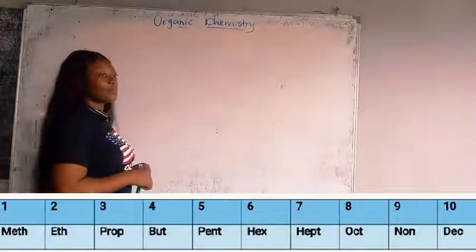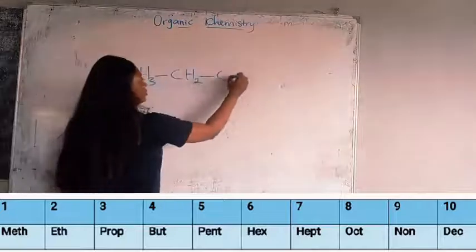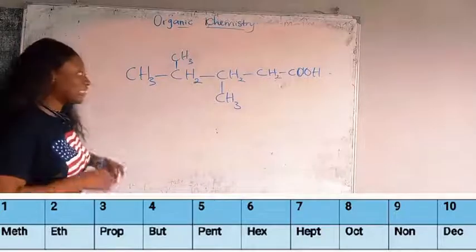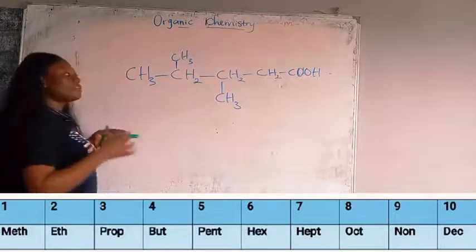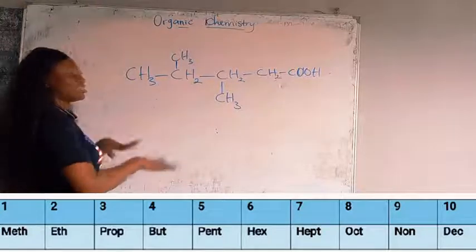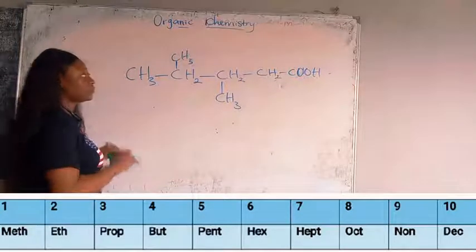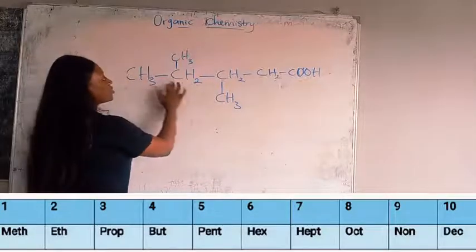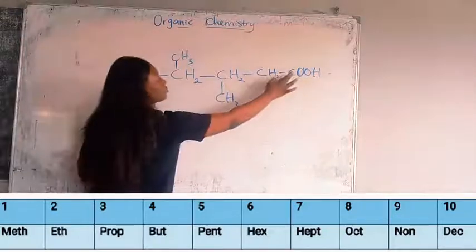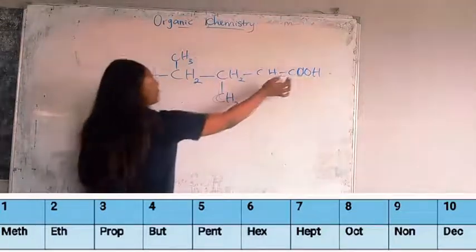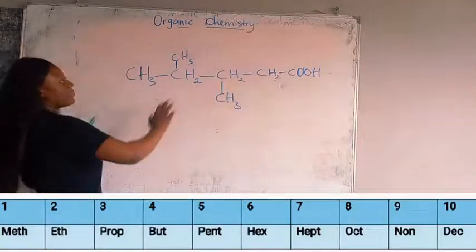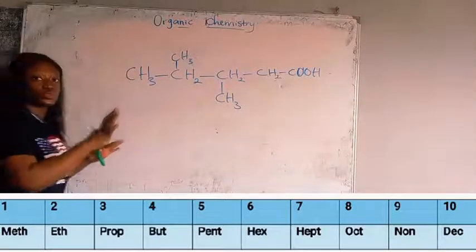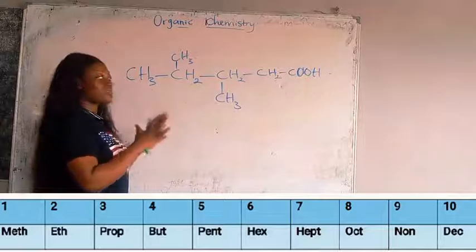Now let us look at another example. Let us say we have a compound that looks like this. Now don't forget what we said earlier. The first thing to do is to get the longest continuous carbon chain. So we are going to count. If you count like this, 1, 2, 3, this is 3. 1, 2, 3, 4, this is 4. You count this way, 1, 2, 3, 4, this is 4. You can count like this, 1, 2, 3, 4, 5, this is 5. So whichever way you choose to count this, the longest continuous carbon chain is 5.